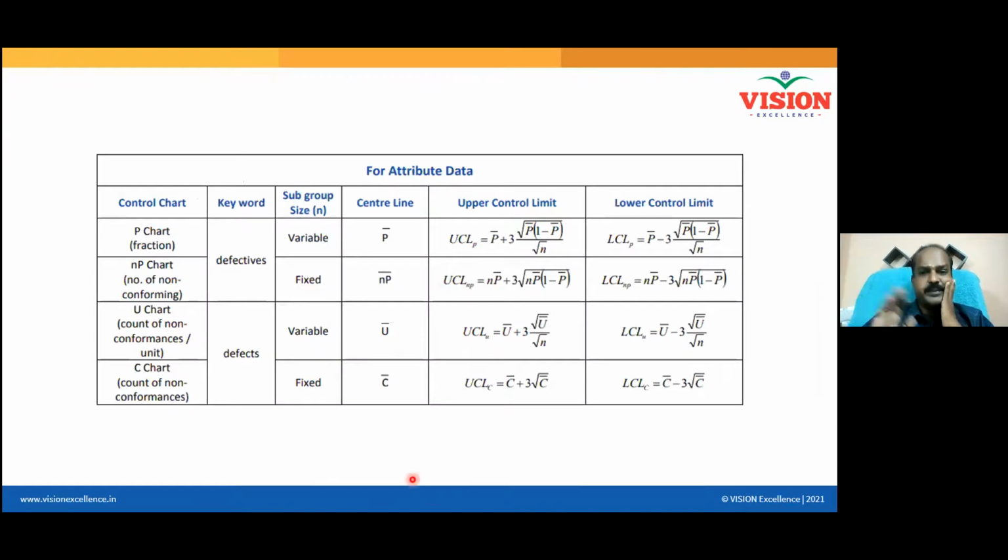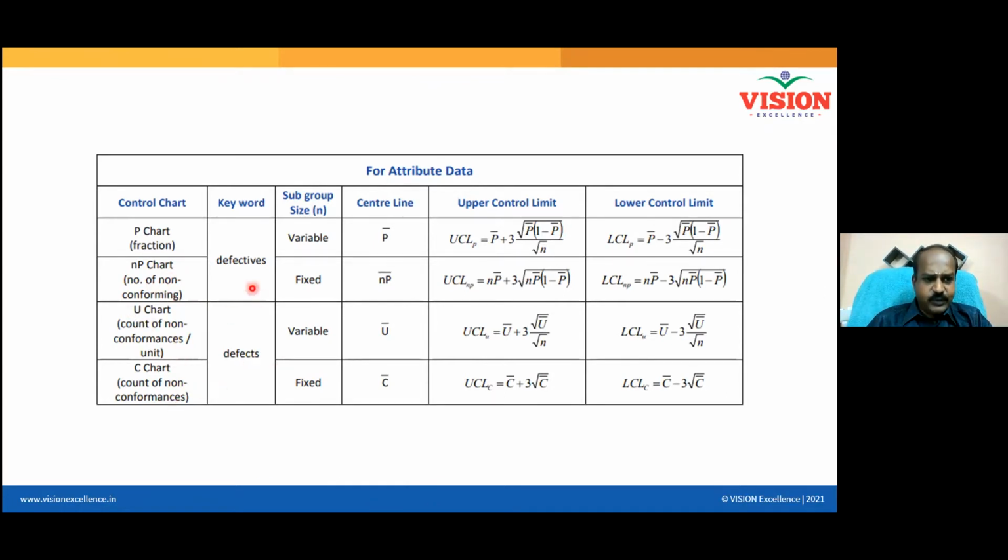And similarly, for continuous data we have understood 3 charts. And for attribute data, we have 4 more charts. P chart and NP chart, and then C chart and U chart. These are mainly to deal when you want to monitor defects or defectives. For defectives, you have P and NP. For defects, you have C and U.